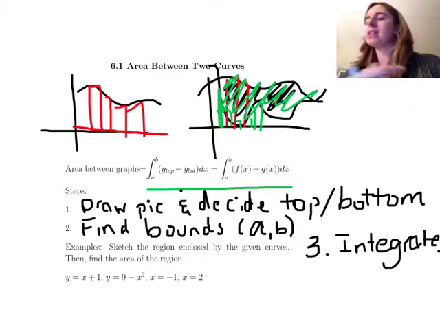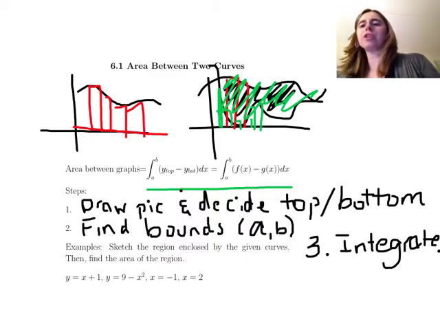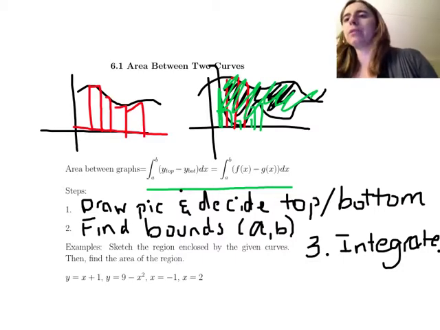So that's the process of finding area between curves: we're going to draw a picture, and decide what the top and the bottom are. If you can't draw the picture, there are other ways of trying to decide what the top and bottom are. We'll look at some of those examples, and then we will find bounds from a to b.